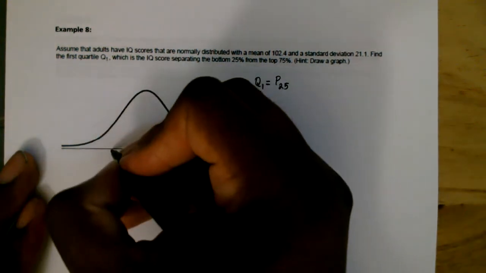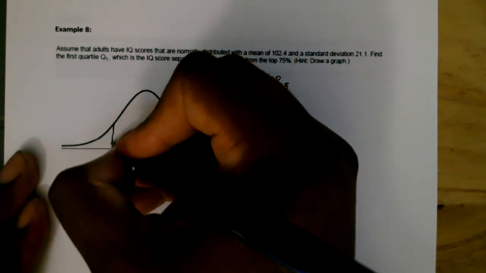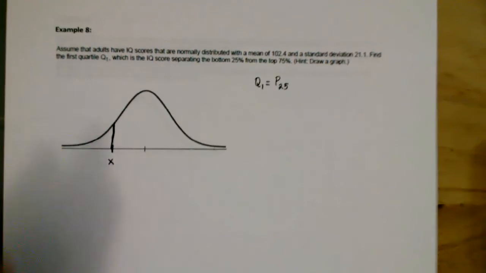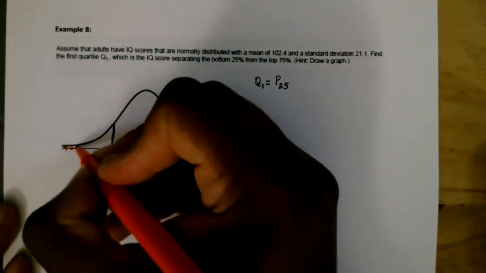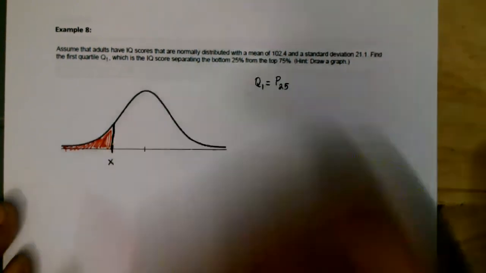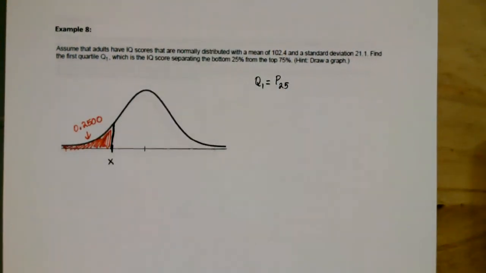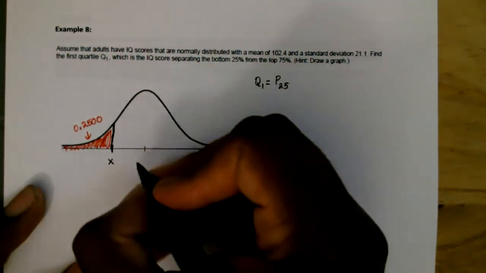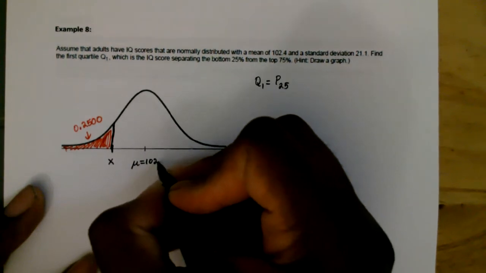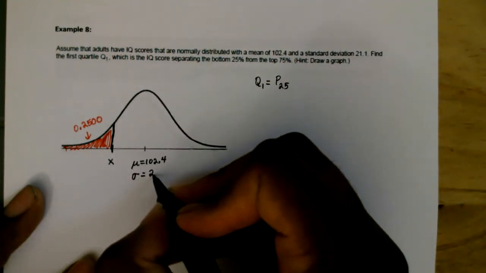So I'm going to say right here is what we're looking for, our x value. And the shaded area, that's the 25th percentile. And of course, 25% as a decimal will be 0.25. I'm going to add 2 zeros behind that. And I'm also going to mention that the mean was 102.4 as given in the problem, and the standard deviation, sigma, was 21.1.